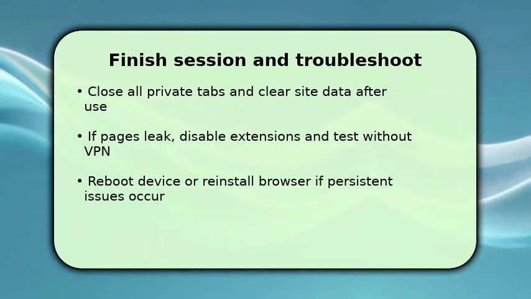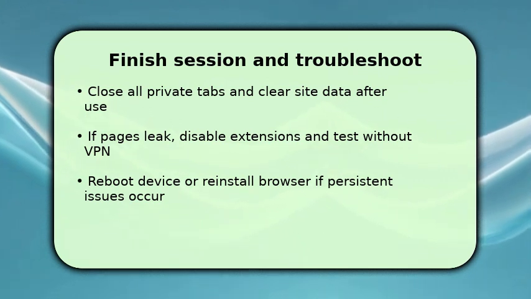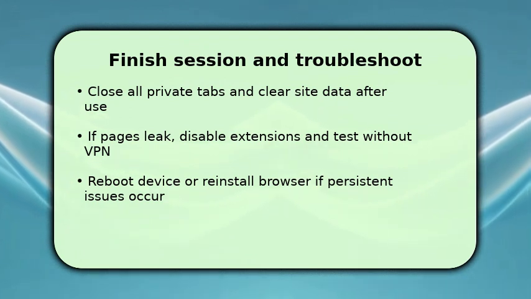If problems persist, reboot your phone, update or reinstall the browser, and reconfigure the VPN. That typically resolves most privacy leaks and connection inconsistencies.